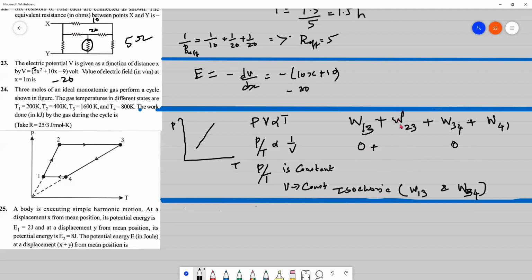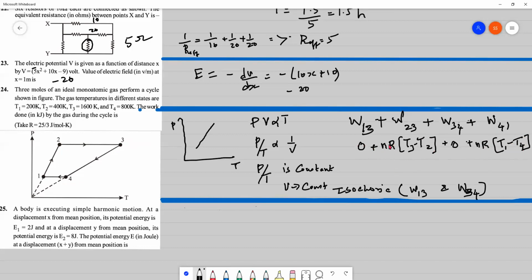Work done from 2 to 3 is nR, n is the number of moles, R is the gas constant, times T3 minus T2. Plus work done from 4 to 1 is nR, because the pressure is constant here, in this case and in this case. Pressure is constant means this is an isobaric process. In an isobaric process, the work done formula is nR times T1 minus T4.